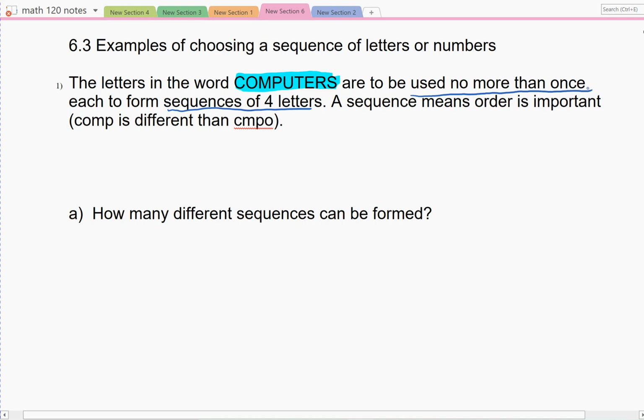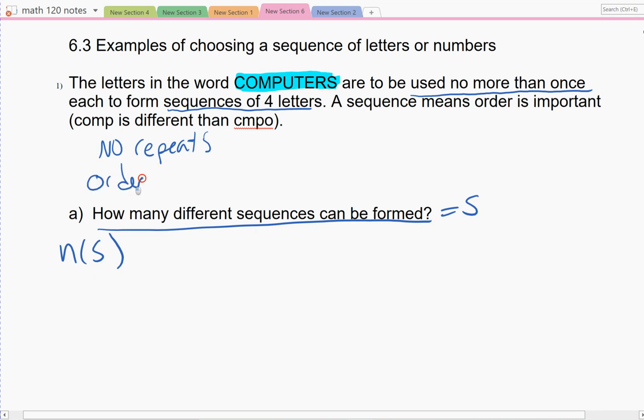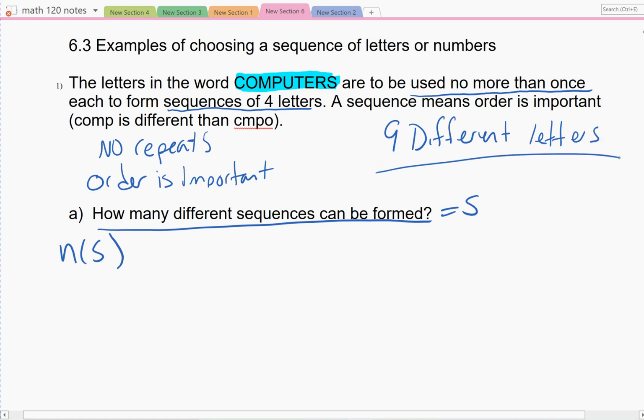Alright, so the first question is, how many different sequences can be formed? So this would be my universal set, right? That would be set S, and we want to know the number in my universal set. Alright, so just to list down: I can't repeat letters, so no repeating. Order matters. And we have 9 different letters. And it is important that they're different. Whenever I do sequence examples like this, I always pick words with different letters. There'll never be a repeat. There won't be 2 C's or 2 P's in the word. If you look at it, the word computers has 9 different letters. There's no repeats at all.